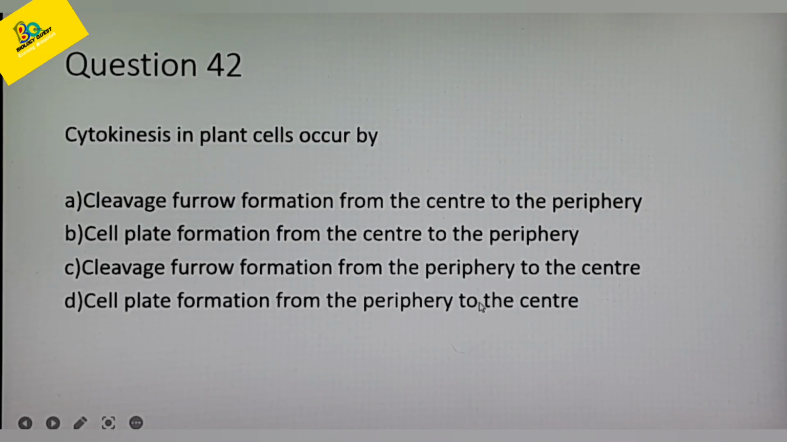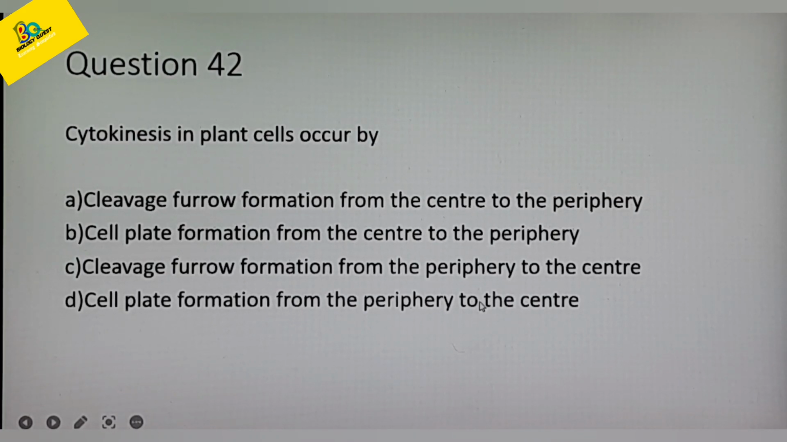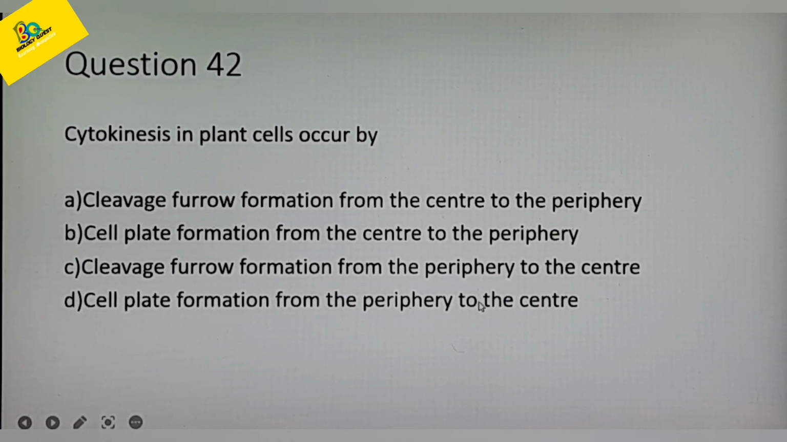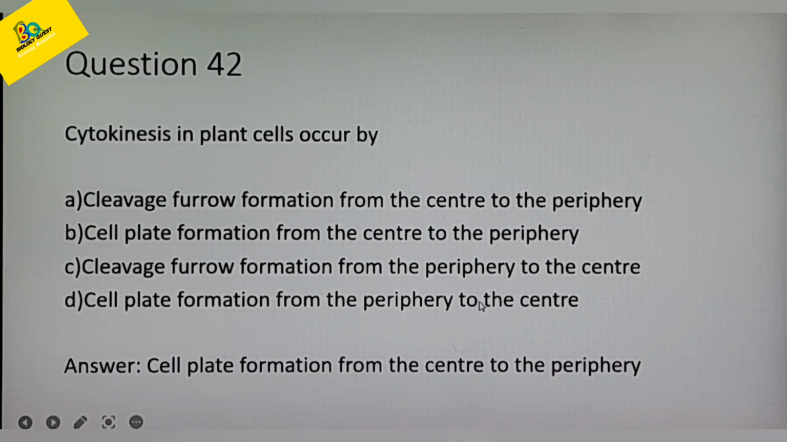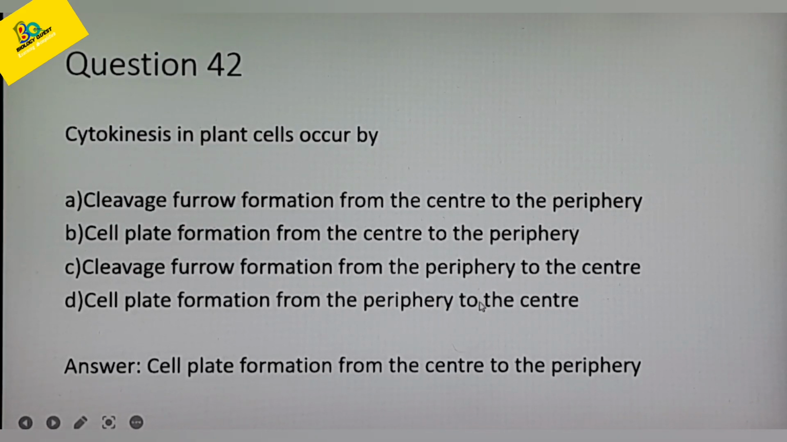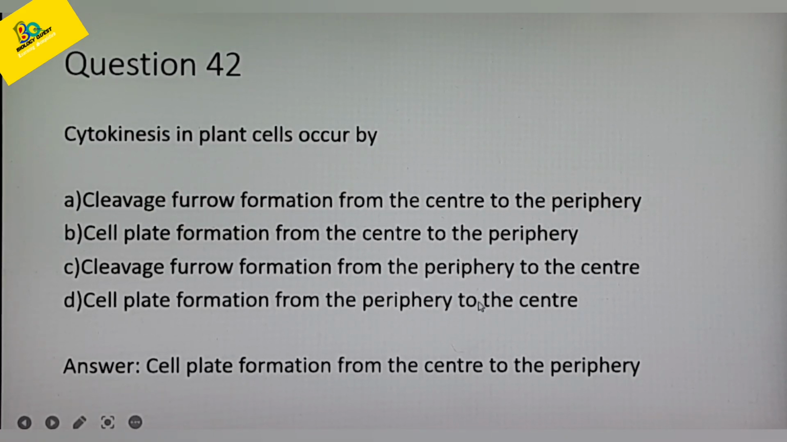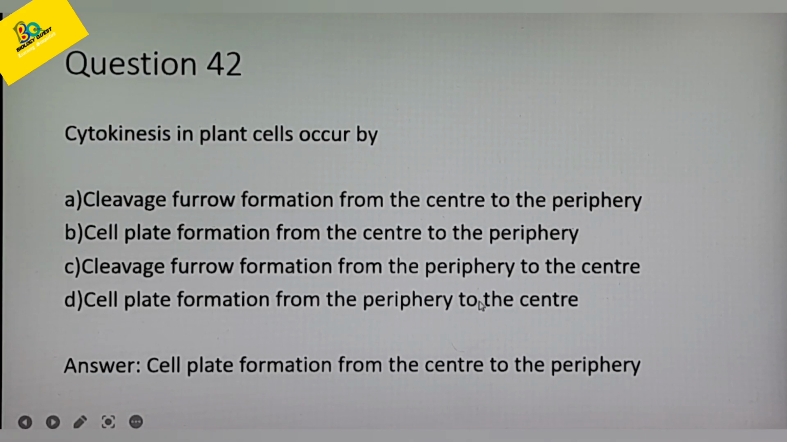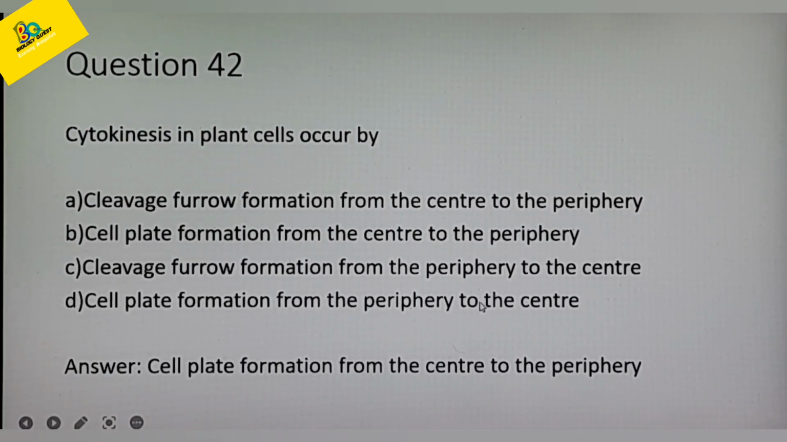How are the cell plates formed? The cell plates are formed from the center of the cell towards the two sides to the periphery. So the correct answer is option B, cell plate formation from the center to the periphery. And remember, in animal cells, cytokinesis occurs by the formation of cleavage furrows. How are the cleavage furrows formed? From the periphery to the center. Cleavage furrows are formed from the periphery to the center, whereas cell plate formation occurs in plant cells and it occurs from the center to the periphery.